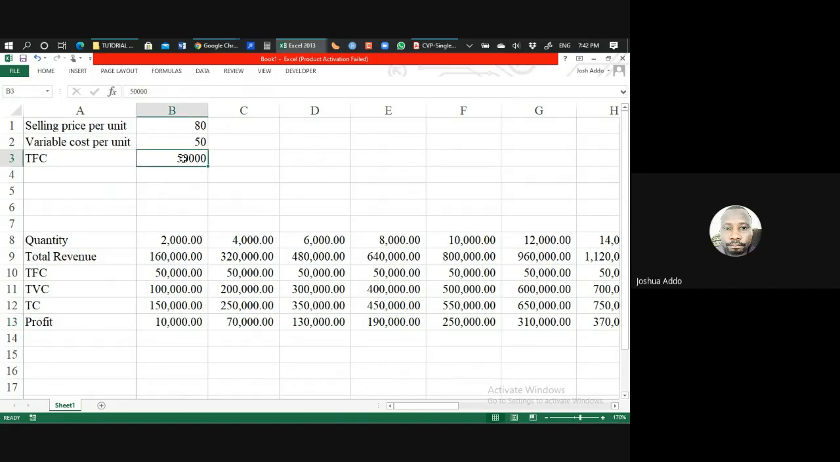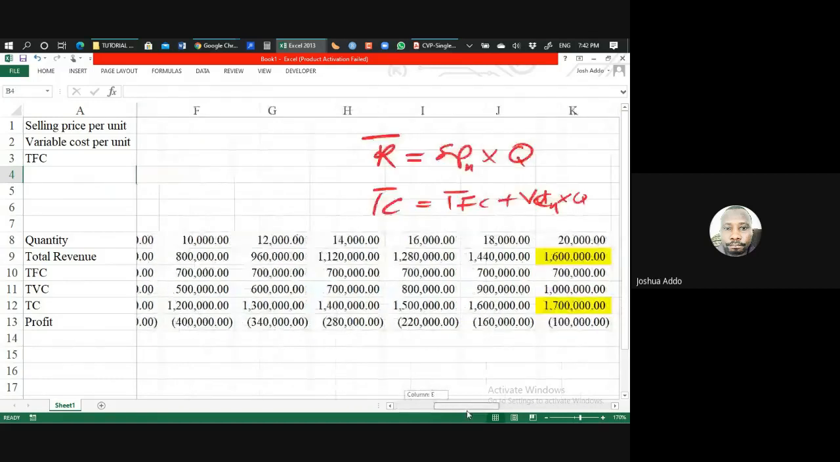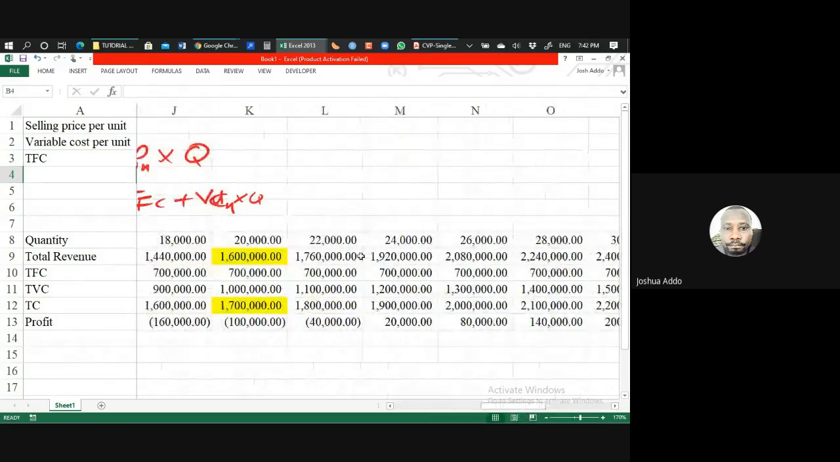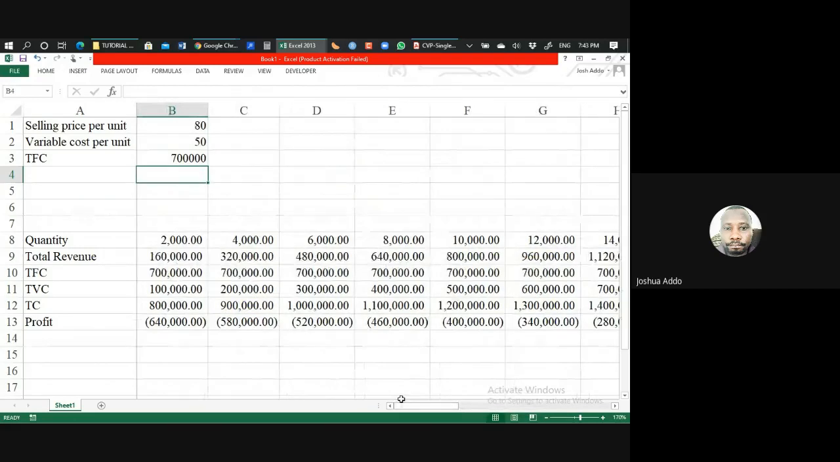What if it is 700,000? Our break-even situation will change. Now let's go and see. Break-even is now between 22,000 and 24,000, because at 22,000 we have a loss and at 24,000 units we get a positive profit. That is where the break-even is. So it's good for you to learn how you can use Excel to do some of this analysis so that your knowledge in accounting in this particular area becomes better. This is what you will actually do in practice.